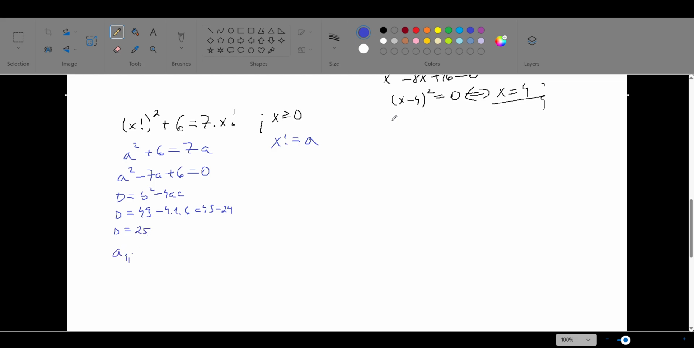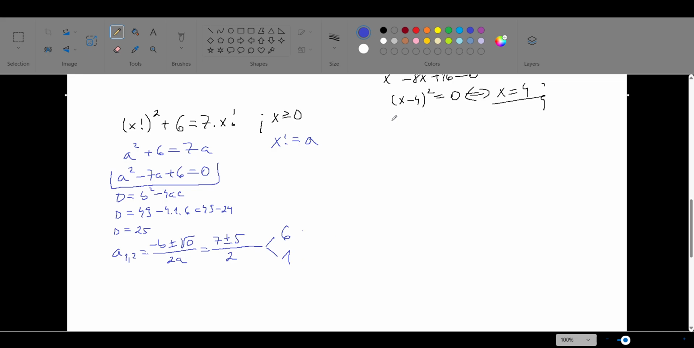Then it means our roots of this equation are negative b plus minus square root of discriminant over 2 times a, which is equal to negative b is negative of negative 7, which is 7, plus minus 5 over 2 times a is 2. So the first solution is 7 plus 5 is equal to 12 over 2 is equal to 6, and 7 minus 5 is 2 over 2 is equal to 1.